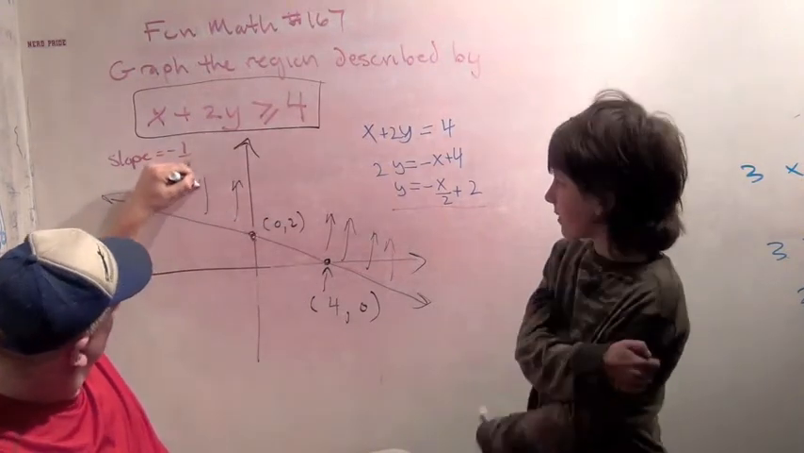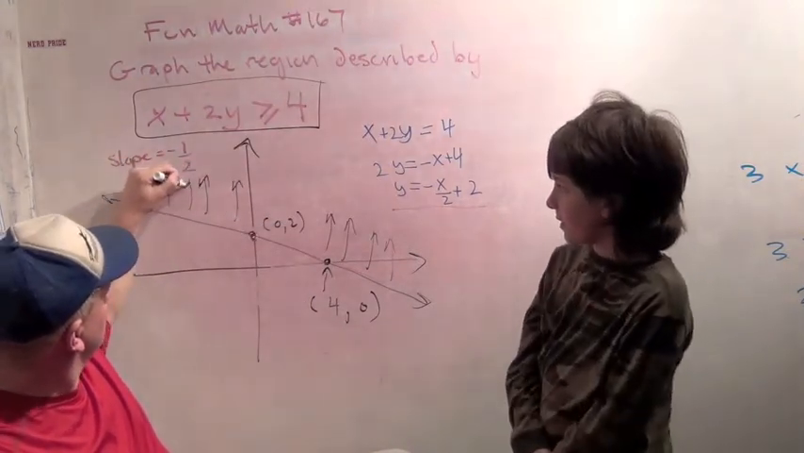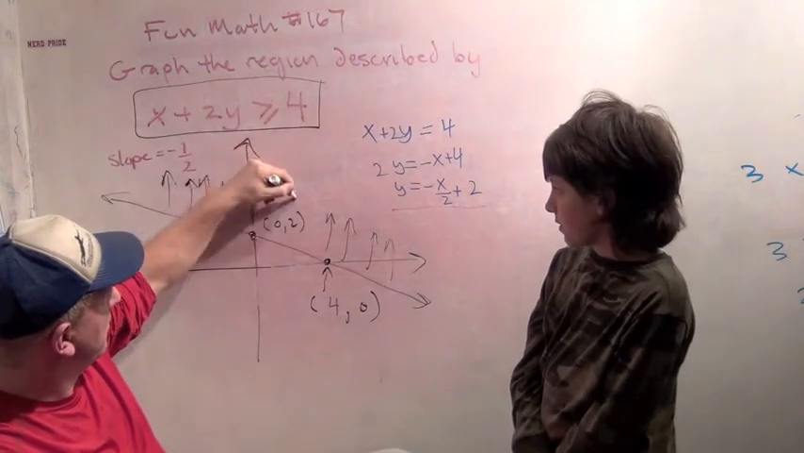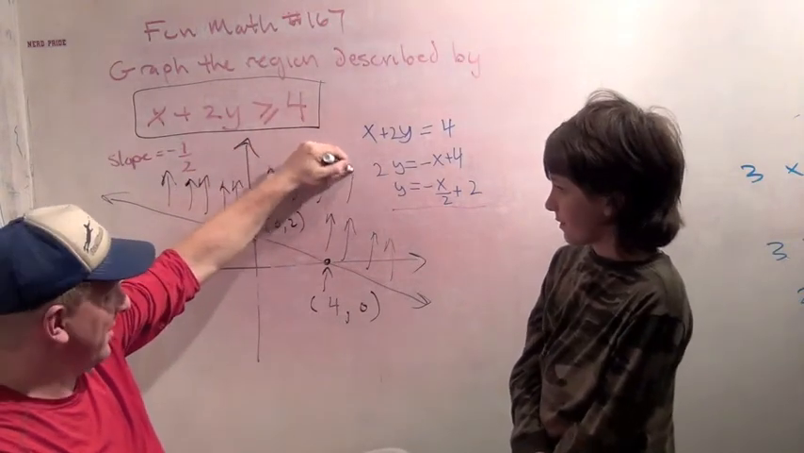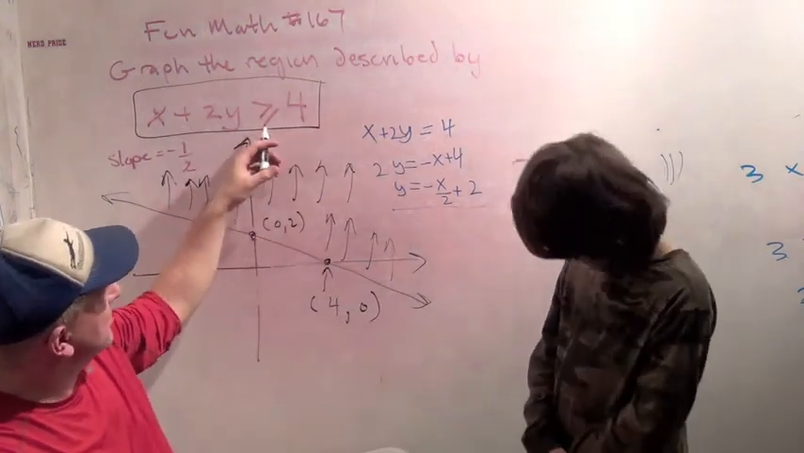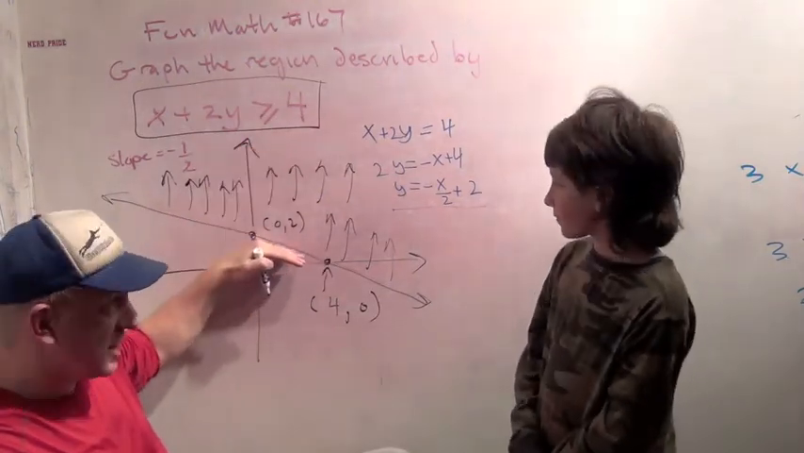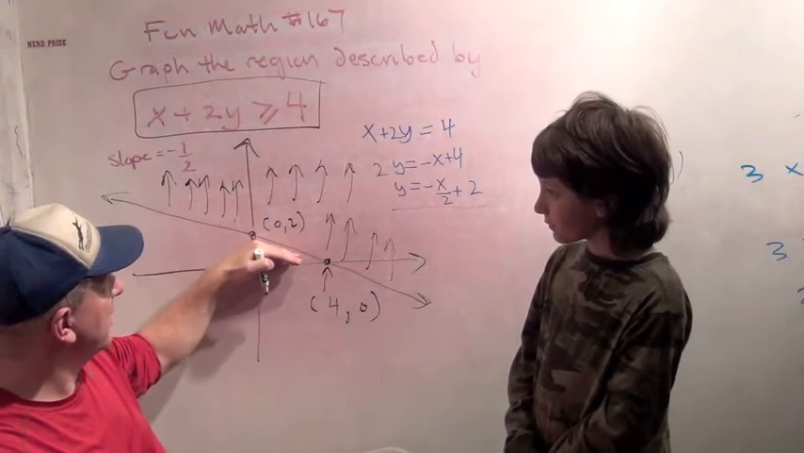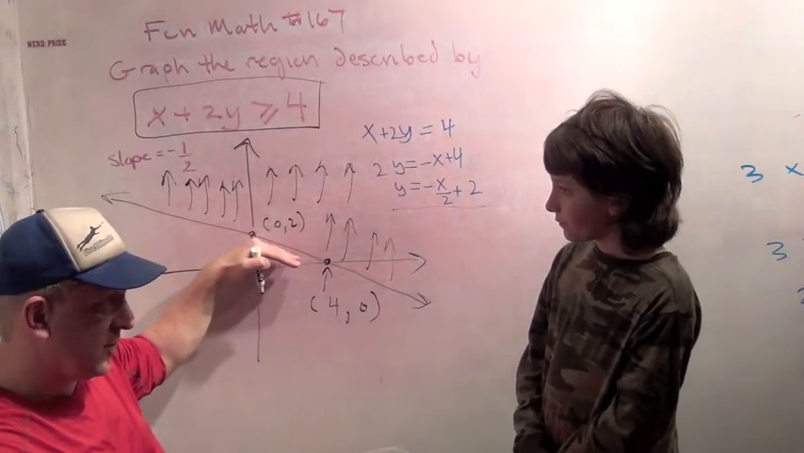So we're going to be shading up here. Let's not actually shade it, because if I shade the whole thing in black and then go to erase, the whole board turns black. So we would be shading up, and because this is greater than or equal to, it actually does include this line. The line is where it equals 4.